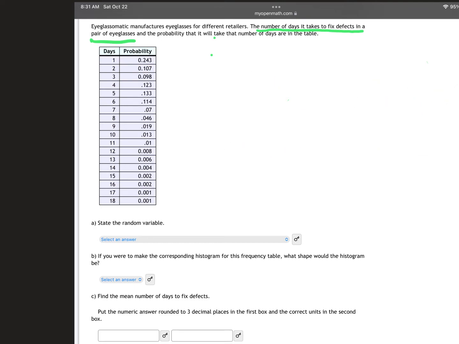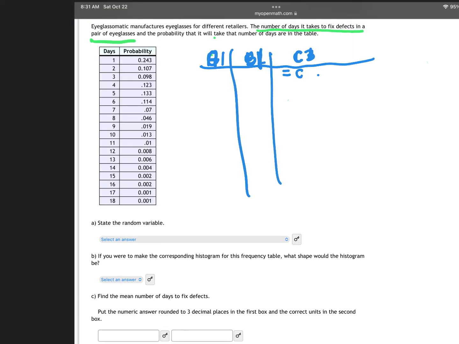On Excel, or Sheets, or whatever you're using, and Minitab can do this too. In Minitab, you use the calculator function, and then you just multiply. To find the mean number of days, you have this in column 1 and this in column 2. In column 3, I would say equals C. Let's do Sheets notation: A, B, C.